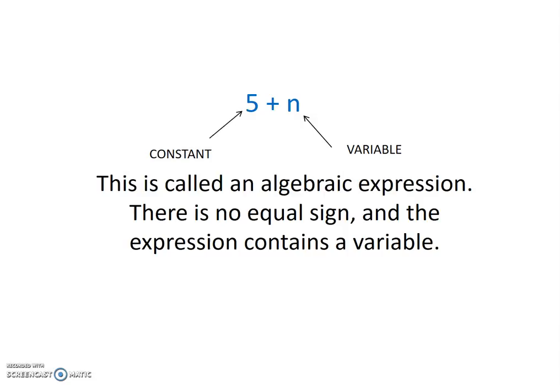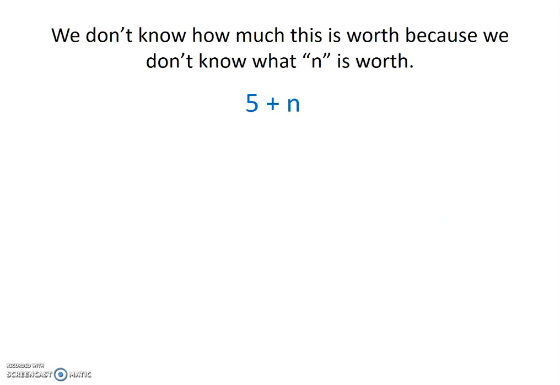If I have a number that is not right in front of a variable and it's separated by a plus or minus sign, it would be called a constant. So a constant is any number that's going to remain the same. We're going to see that in just a second, but it's any number that is being added or subtracted to a variable. So we don't know how much it's worth because we don't know what n is worth.